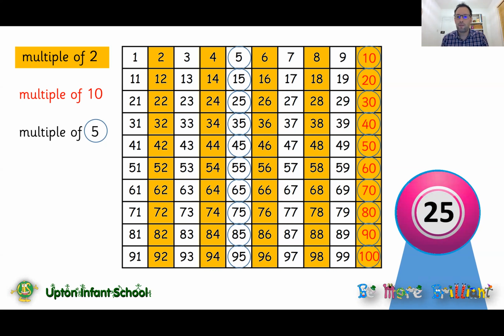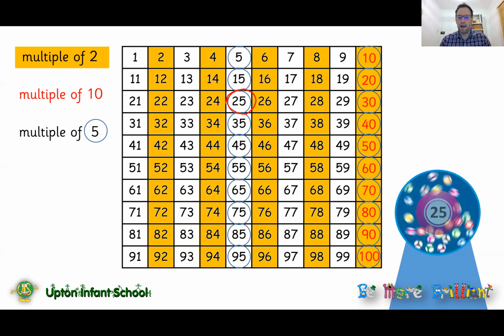Okay, 25. If we look at the number 25, well, it ends in a 5, and I know that all the numbers that end in a 5 are multiples of 5. There's 25. Let me just circle it there on the 100 square. So 25 is a multiple of 5. Is it a multiple of 2? No. Is it a multiple of 10? No, it's not. Okay, so 25 is a multiple of 5.